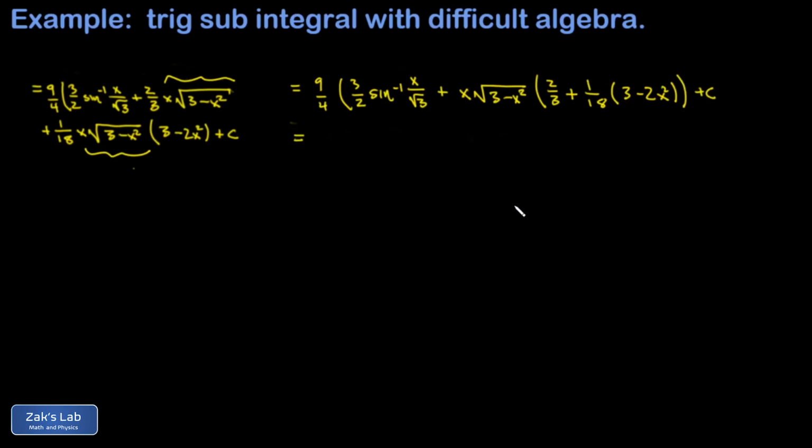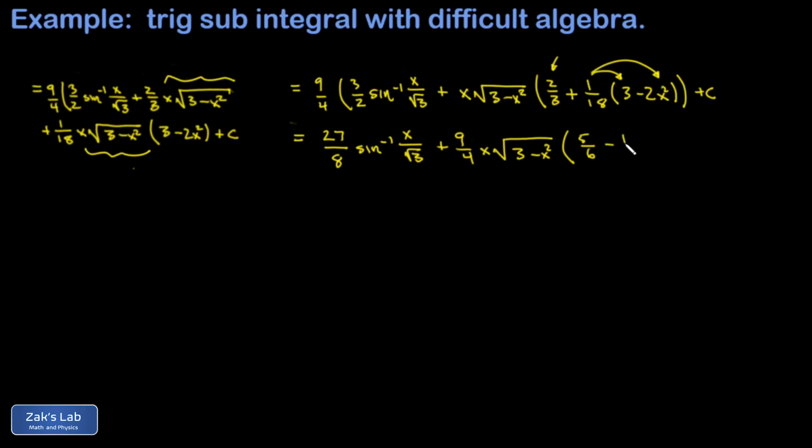And in the next step, I'll go ahead and distribute the 9/4 because we're getting close to the final answer here. So I have 27 over 8 inverse sine x over root 3 plus 9/4 x square root 3 minus x squared. And then when I distribute the 1/18 to the 3, that gives me 3/18, which is 1/6. Well, 2/3 is 4/6, so I end up with 5/6 for my constant. And then for that quadratic term, I end up with negative 2/18 x squared, which is negative 1/9 x squared.